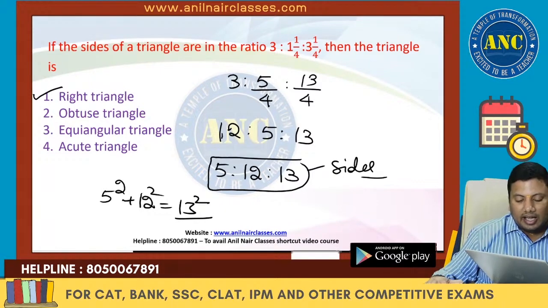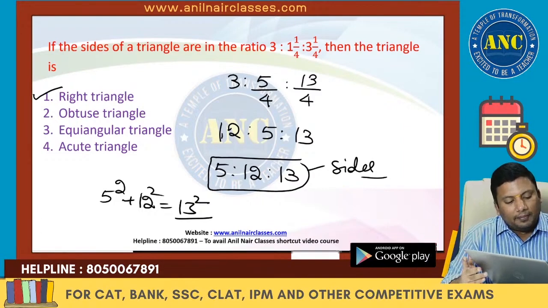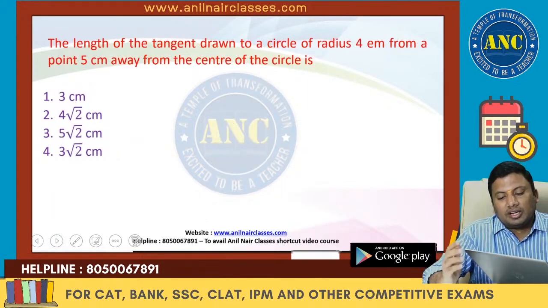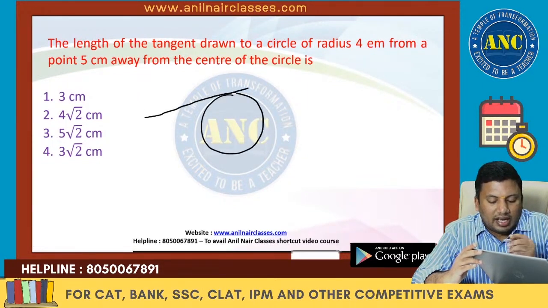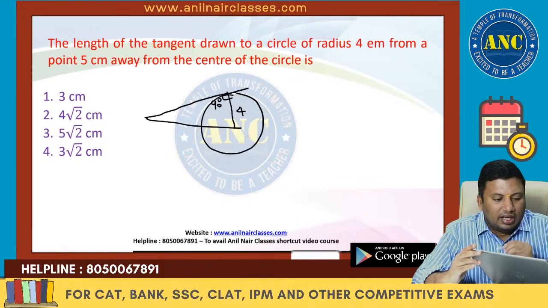It is a right angled triangle. I hope it is clear. Next one, it is the third question. The length of the tangent drawn to a circle. Tangent always makes an angle of 90 degrees. These are nothing but 4 units. These are nothing but 90, right?